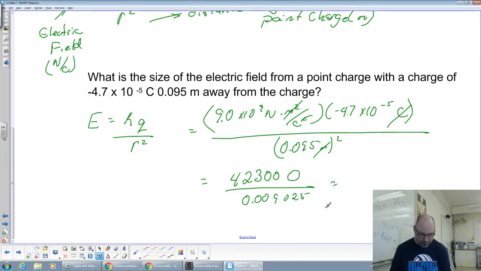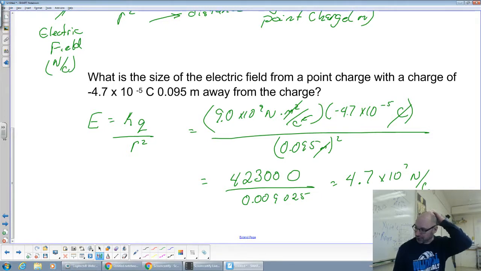Okay, so if we do that, to two significant figures, we get 4.7 times 10 to the, what do we got here? 1, 2, 3, 4, 5, 6, 7 newtons per coulomb. Pretty strong field. So that's our electric field strength there between those charges.